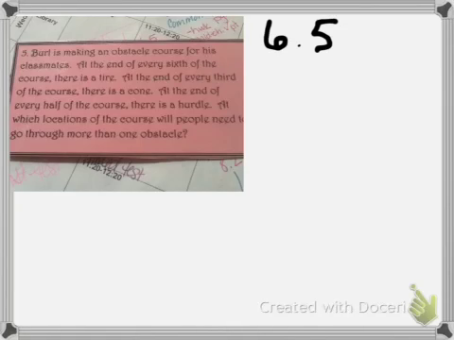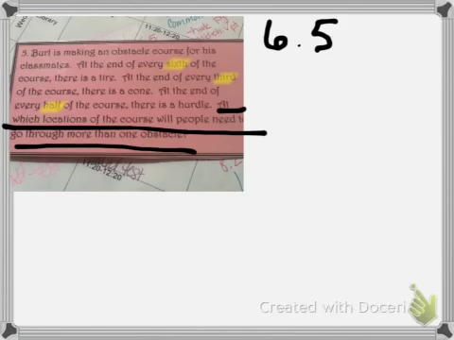So the first thing we always do is highlight the numbers, which in this case they're in word form. So sixth, there is a third, and there is a half. And since we're in this fraction unit, students are already knowing, okay, what does that look like? And we also need to underline at which locations will they need to go through more than one obstacle.